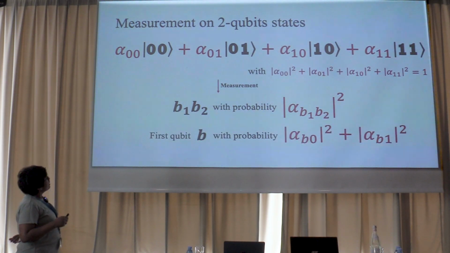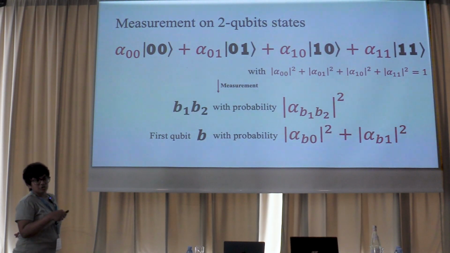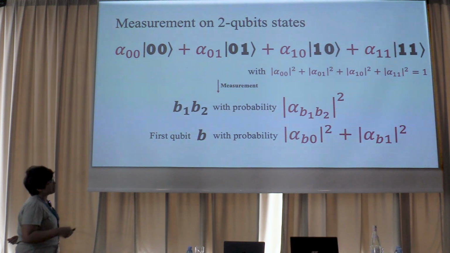Okay? And if you just measure the first qubit and don't measure the second qubit, then you get 0 with this square plus this square, because you want to see what the probability is of getting 0. And you will get 1 with the first qubit with this mod square plus this mod square. Similarly, you can make calculations for measuring the second qubit. Okay?